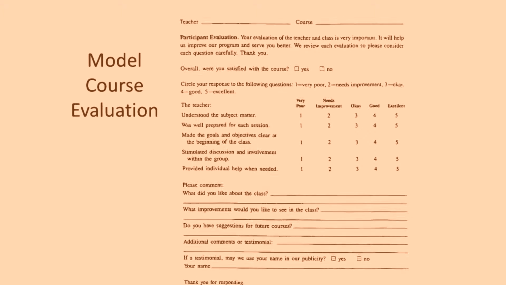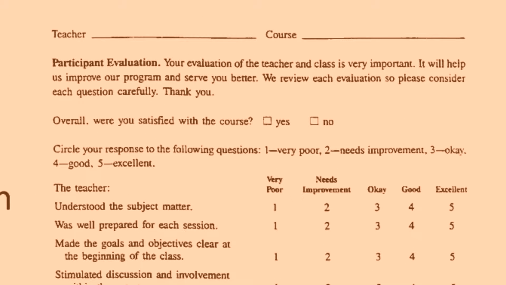The components of an evaluation form are seven. The first component is that you certainly want to have a place on the form for the teacher's name and the name of the course. The second thing is you want one or two sentences that talk about why you're asking them to do the evaluation and how they need to fill it out. Next comes the most important question, and it should be the first question you ask. And this has to do with the overall satisfaction of the course.